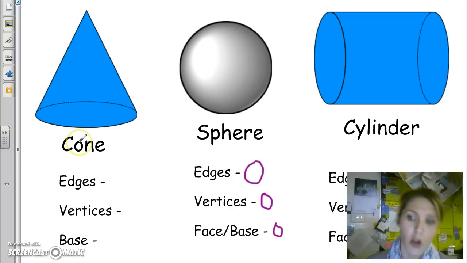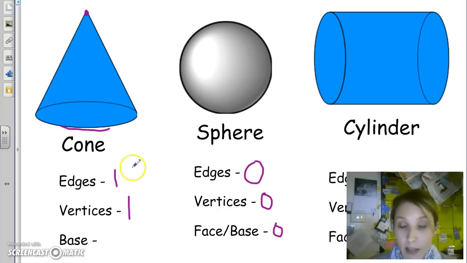Okay, now we'll go over to the cone here. Edges, vertices, and bases or faces. Well, what we notice here is that just like a pyramid, a cone comes to a point. Do you remember what that point was called? That's called a vertex. It has one vertex. Edges, remember that's where 2 sides meet? Right here is the edge on the cone. And it goes all the way around because it is a circle. So that is one edge. What about a base? Well, there's one flat surface at the bottom of a cone, so we would count that as 1. So, one edge, one vertex, and one base.